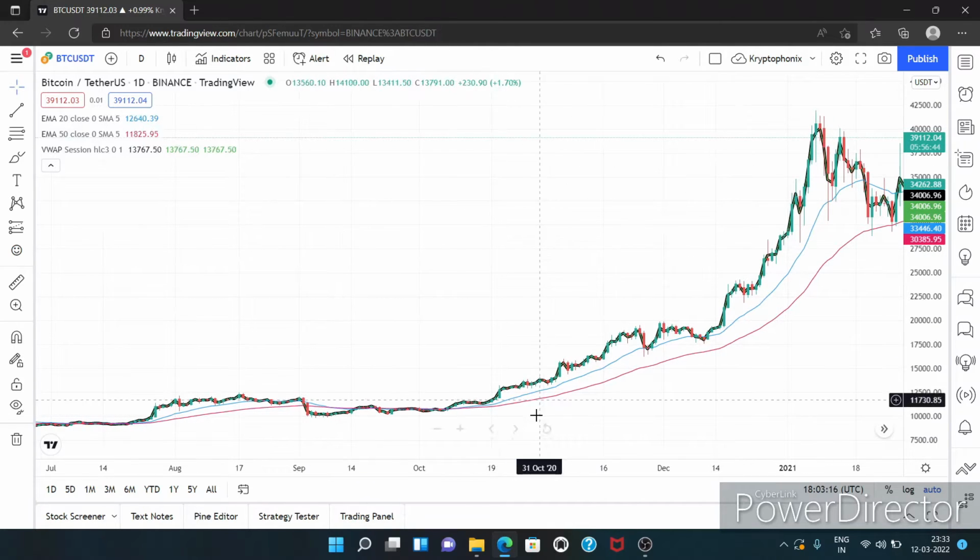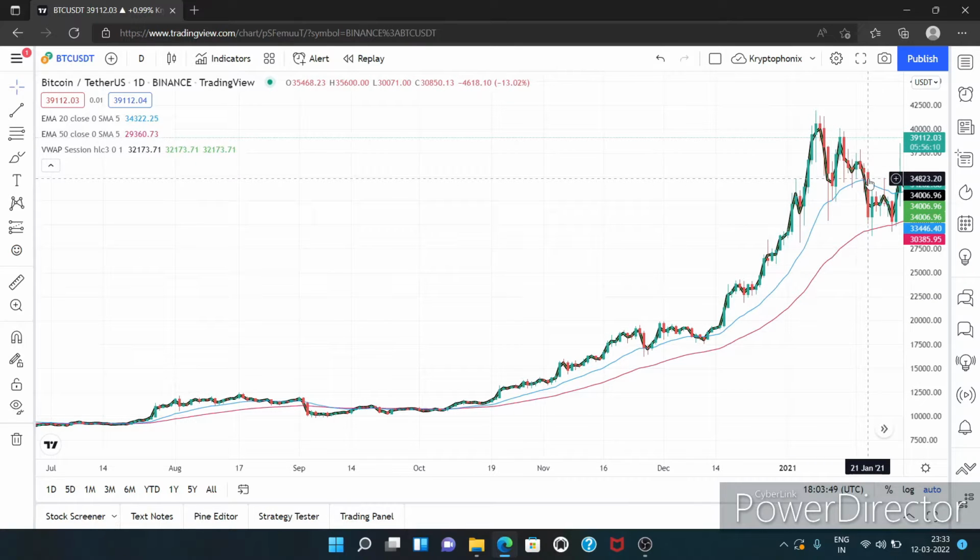a buying crossover, a bullish crossover is being formed, and also the price is above the VWAP. The price is trading above the VWAP. The 20 EMA crossed the 50 EMA and started moving above it. This being a bullish crossover resulted in a very good up move, and also we can see that all the candles have closed above the 20 EMA.